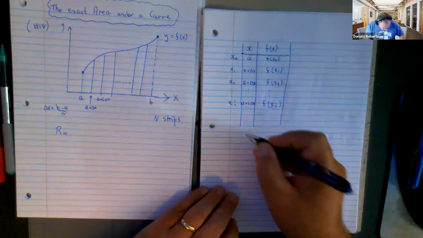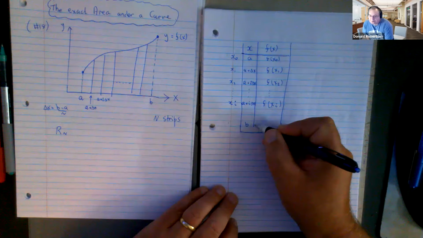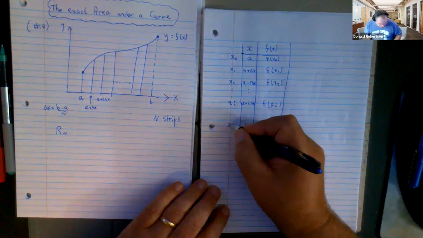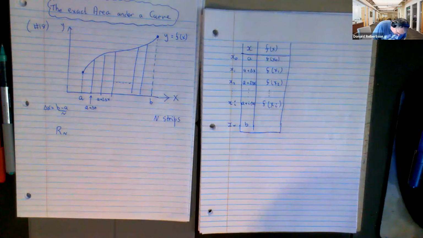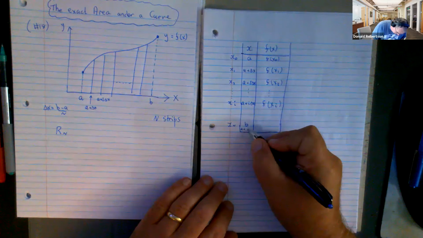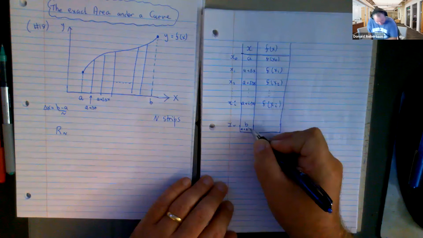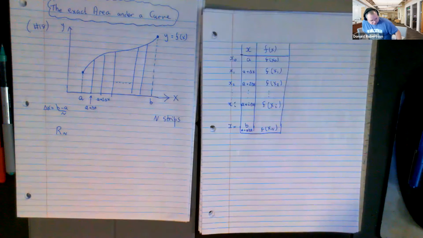And if you do n strips, isn't this guy called xn? And couldn't b also be written as a plus n delta x's? So I've tried to generalize the process of taking a curve and breaking it into strips.